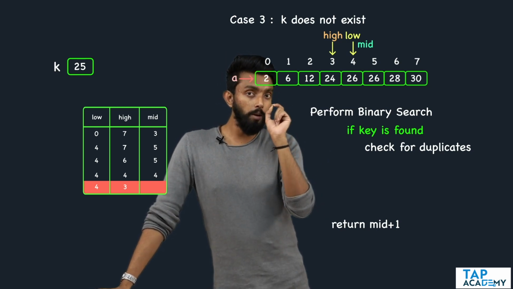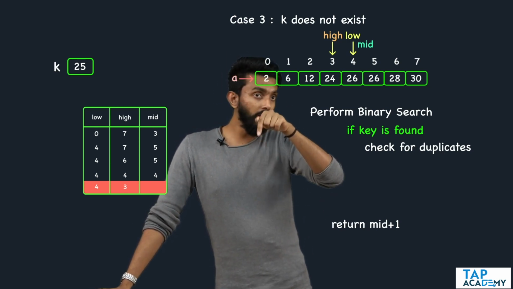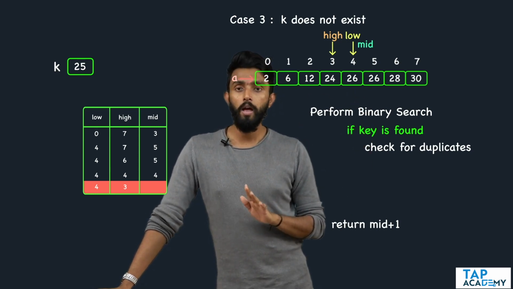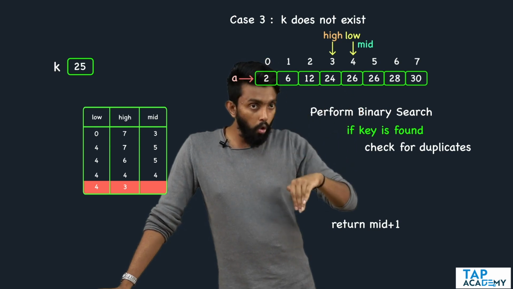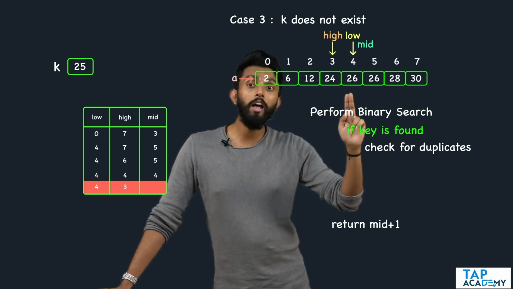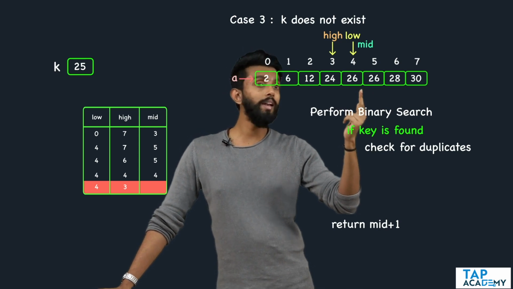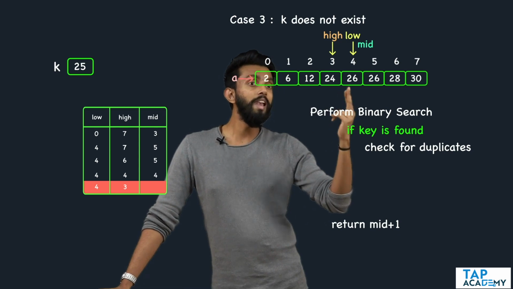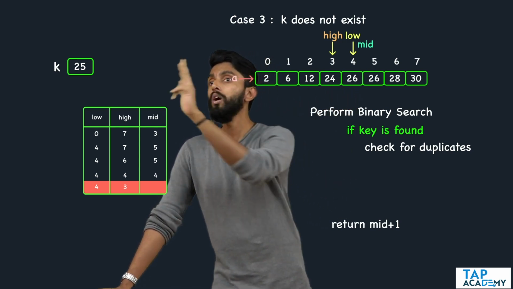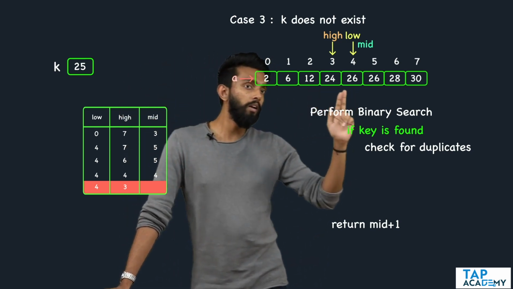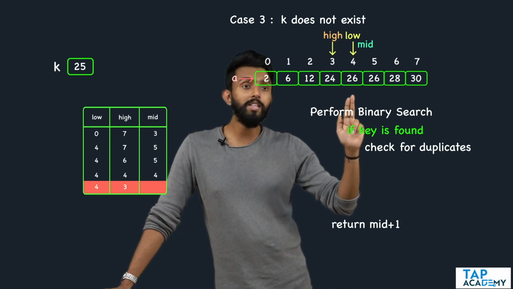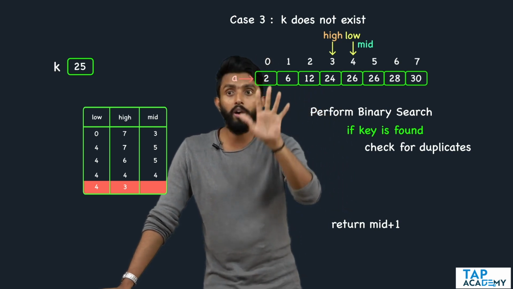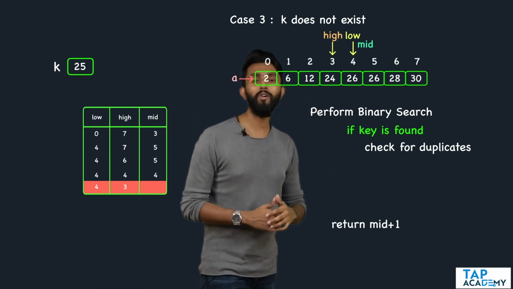Tell me, where is the mid pointer at? Mid pointer is at fourth index. Now tell me, if I go and return mid plus 1, I will be returning 4 plus 1, which means I am telling there are totally 5 elements which are lesser than or equal to the given k value. But in reality, how many elements are lesser than or equal to the k value? 1, 2, 3, 4. Wrong answer you have got.